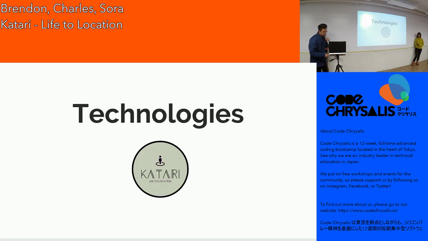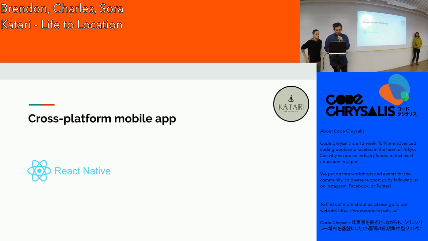Okay, let's talk about the technologies we've used for this app. So first things first, we chose to use React Native. One reason why is because we wanted a native application. We don't want people to have to take their laptop around Tokyo to look for cool locations. So we decided to go native with that.